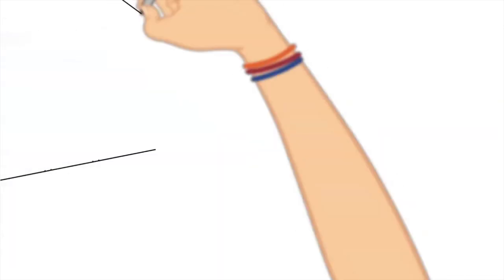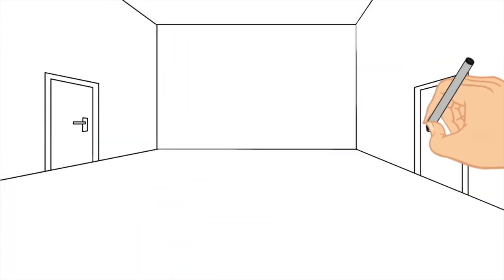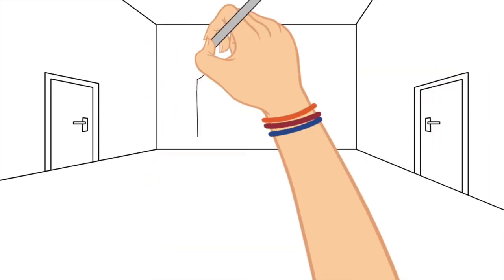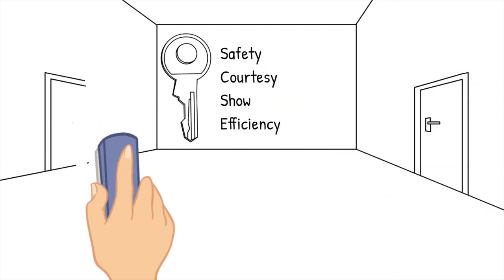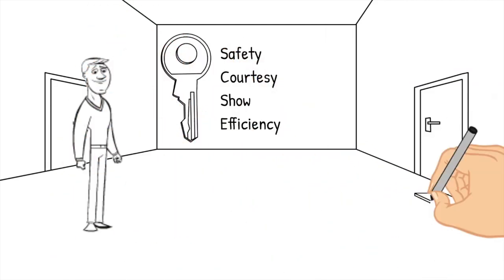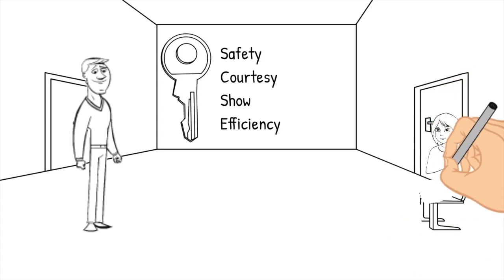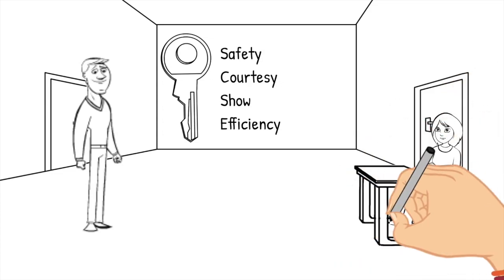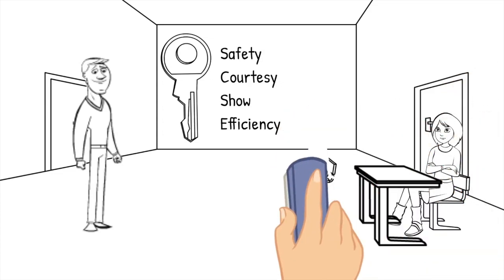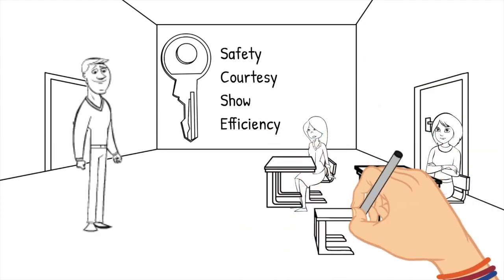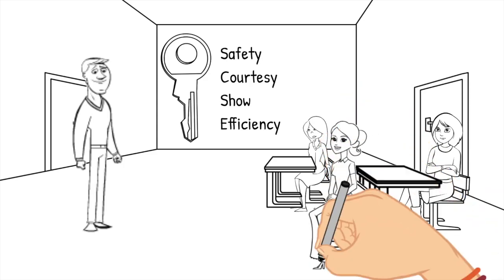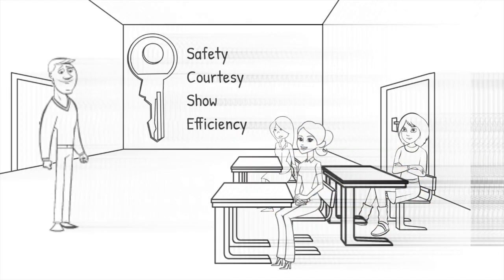I get there and we learn all about the 4 Disney keys. Now, in order, they are safety, courtesy, show, and efficiency. What they mean is that we always have to put safety first. We always have to be courteous and kind. We always have to put on a good show so that people are happy to do whatever it is they're doing with us. And efficiency, because nobody wants to waste anybody's time.